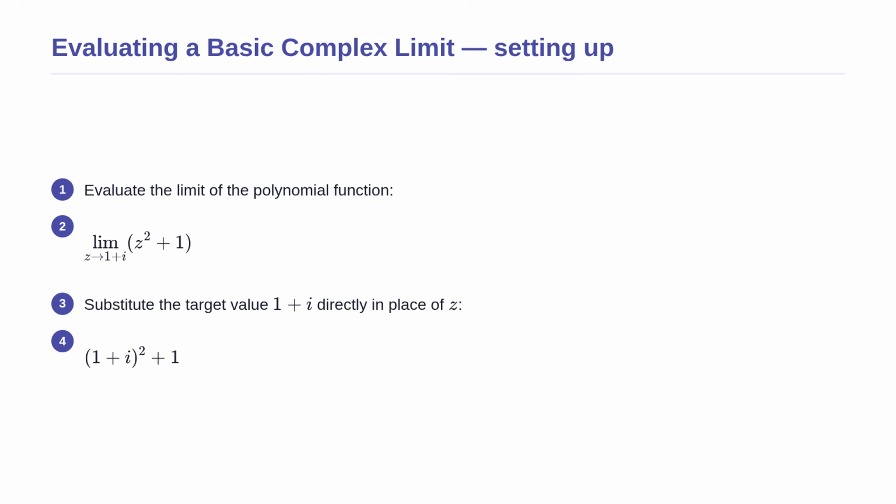We are looking for the final destination of the function as the input gets closer and closer to the point 1 plus i. Because this is a simple polynomial, direct substitution is perfectly safe. Why? Because polynomials are continuous everywhere. So our first step is to replace every instance of the variable z with our target value, 1 plus i. This gives us the expression (1 plus i) all squared plus 1.